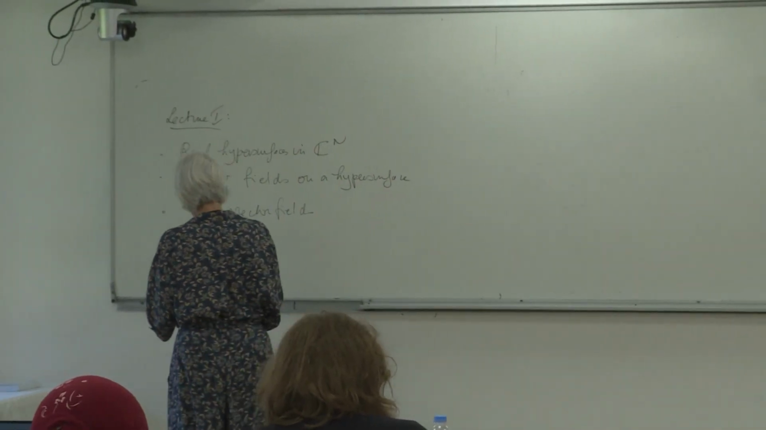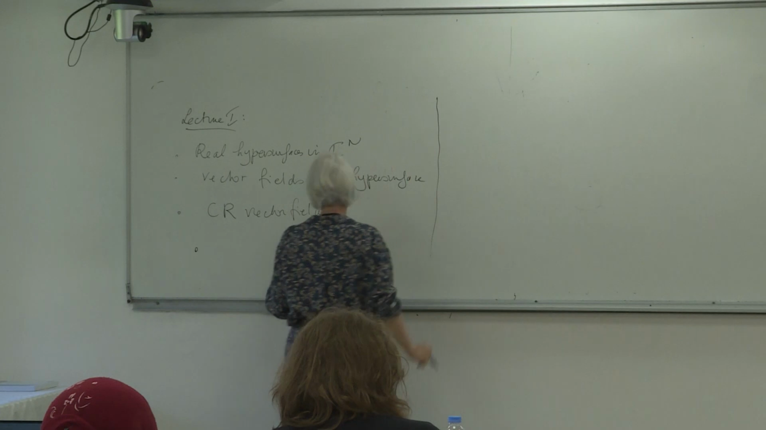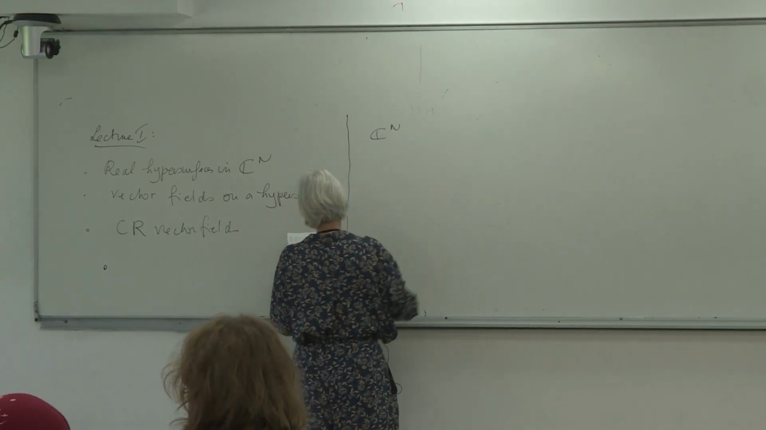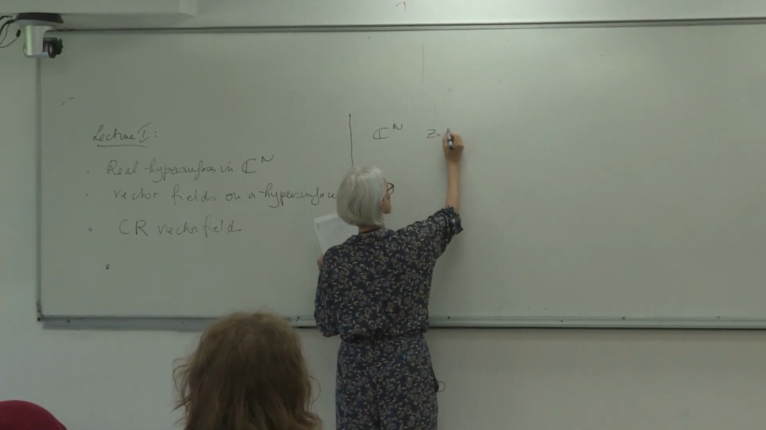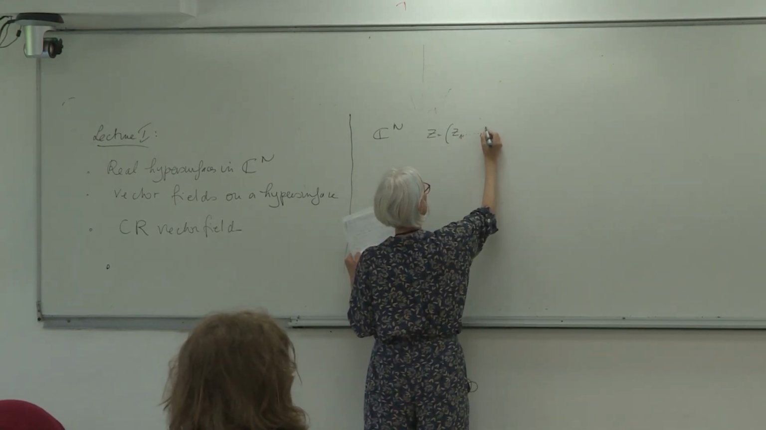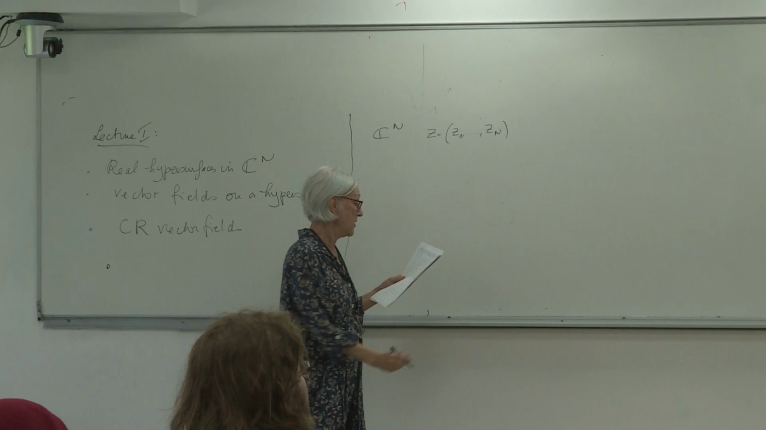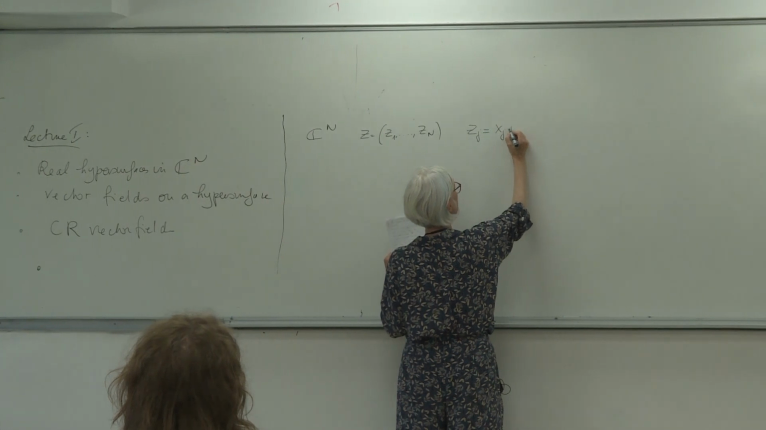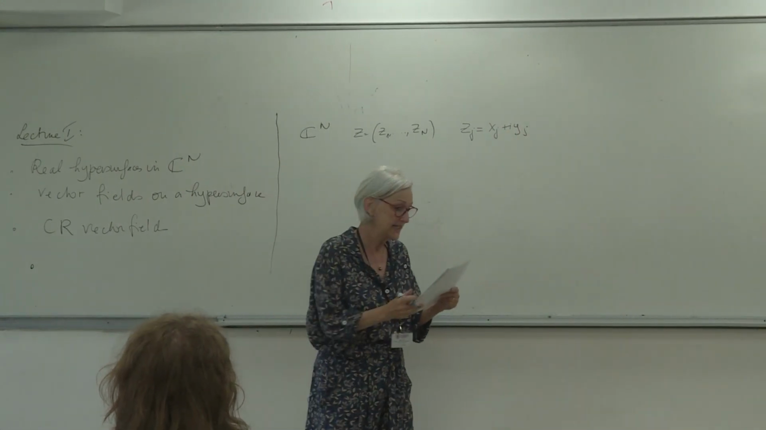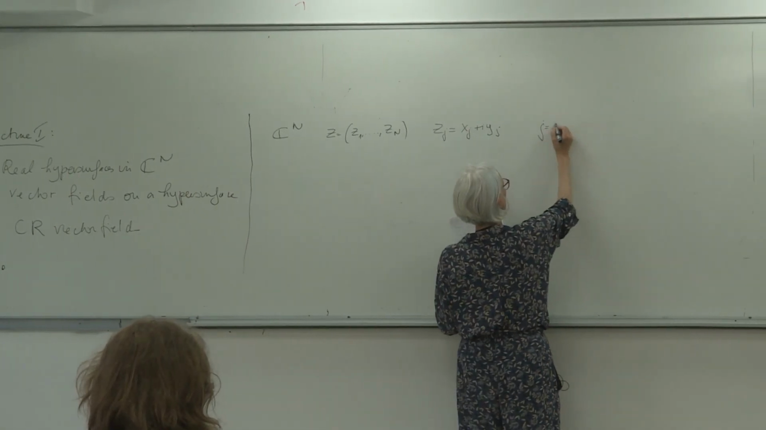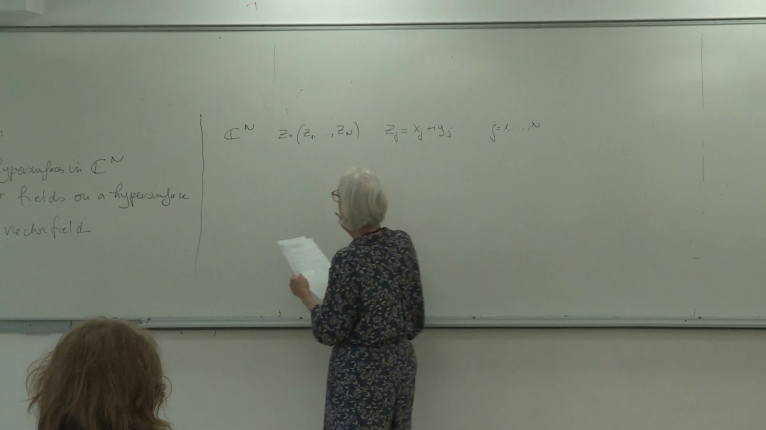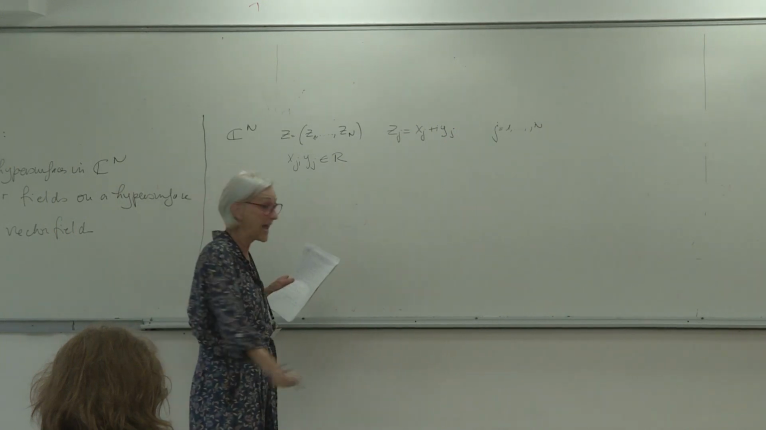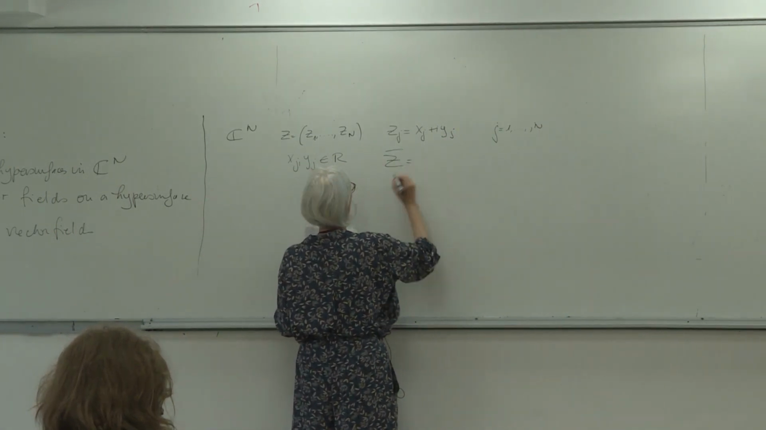So, what is a real hypersurface in Cn? First we are in Cn, so some notation. Z for me is Z1 up to Zn. We have Zj. Each Zj is decomposed into real part plus imaginary part. We have j going from 1 to n, and Xj, Yj are real numbers.